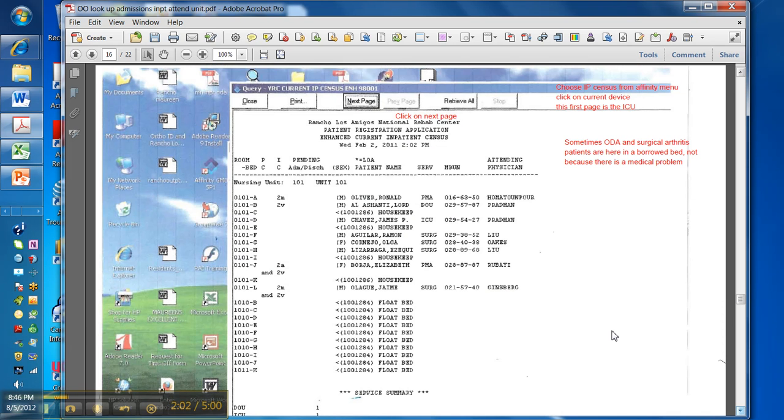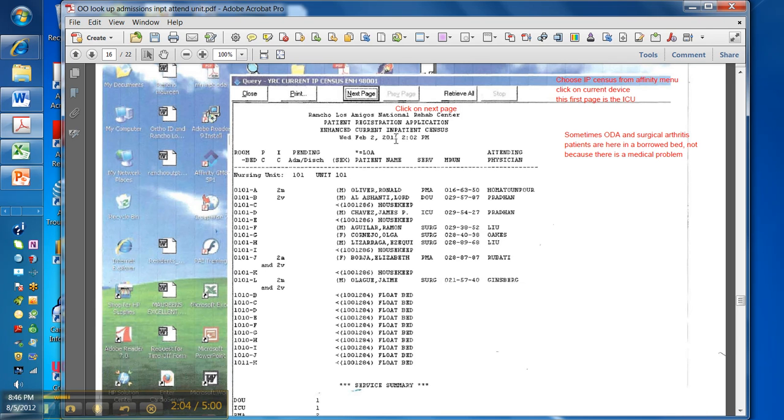So if you look on the current inpatient census enhanced, it always starts with Unit 101, which is our ICU, and many times the patients are actually assigned to 102, and then the overflow goes to 101. So here you can see a patient for Dr. Oakes, which may or may not be someone who is in need of the ICU, but maybe is just an overflow bed. Sometimes our patients go there for overflow or if they're admitted late from surgery.